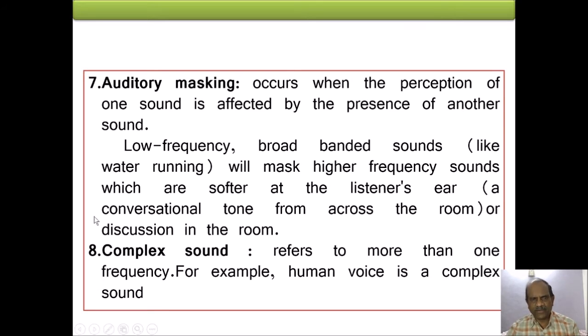Now we come across the other property, what we call complex sound, which refers to more than one frequency. For example, the human voice is the best example of a complex sound.